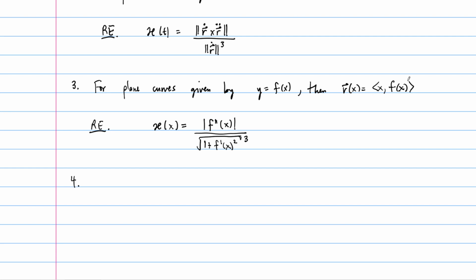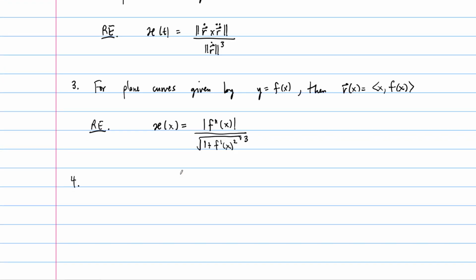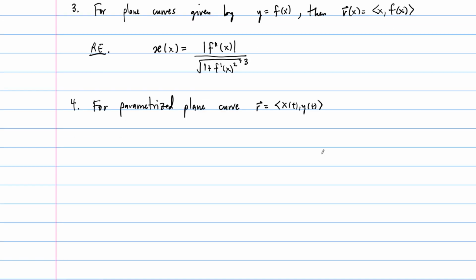And just use this formula, plug it in where the x plays the role of the t up here in this, from this formula, and you'll get this directly. Finally, if you have a parametrized plane curve, so not necessarily the graph of a function, right? But for a parametrized plane curve, r equals x of t, y of t. So again, r is a vector function of t here.